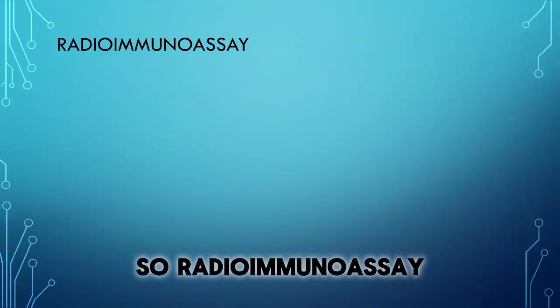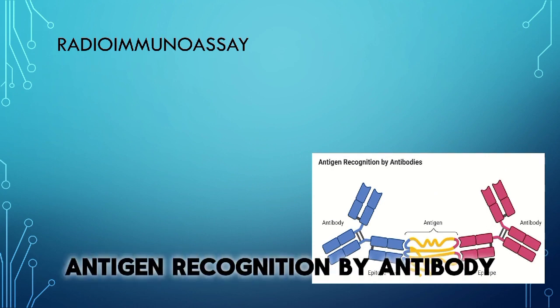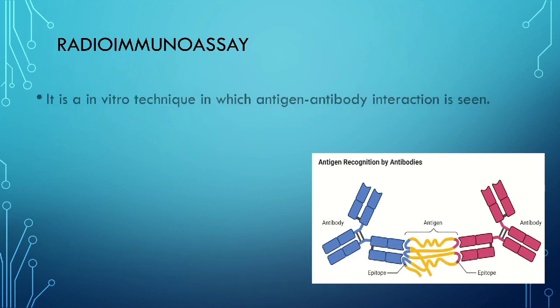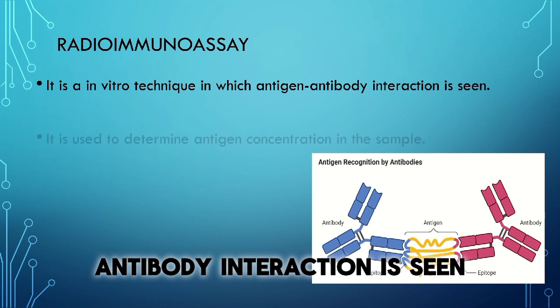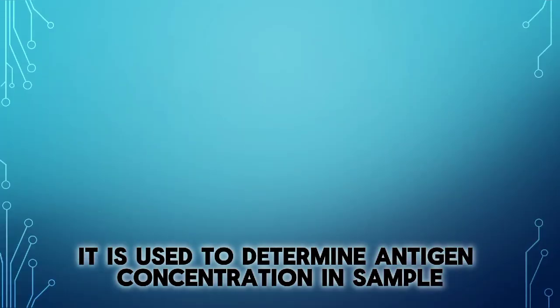So radioimmunoassay, as you can see in the picture, antigen recognition by antibody. This is the complex formation of antigen and antibody. It is an in vitro technique in which antigen antibody interaction is seen. It is used to determine antigen concentration in the sample.